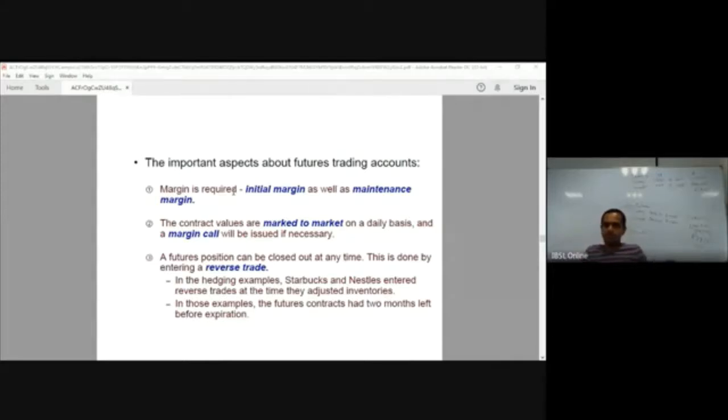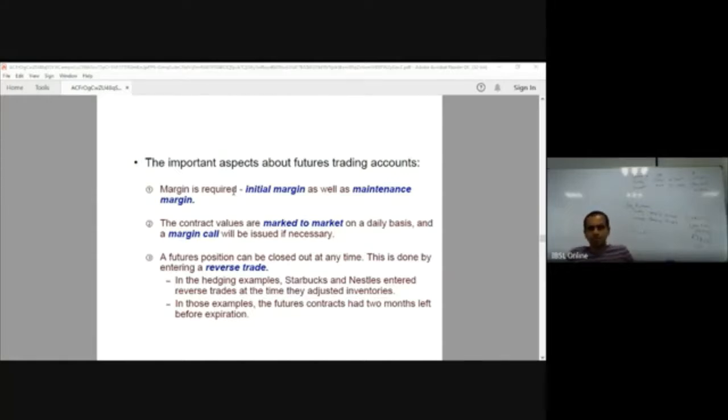You have to maintain an initial balance. That amount has to be deposited initially. Then if the account balance falls below a certain amount, you have to top it up. So it's called a margin requirement, right? You need initial margin as well as maintenance margin. Initial margin is the amount that has to be deposited initially. The contract values are marked to market on a daily basis, and a margin call will be issued if the balance falls below the maintenance margin. Maintenance margin is a minimum balance.